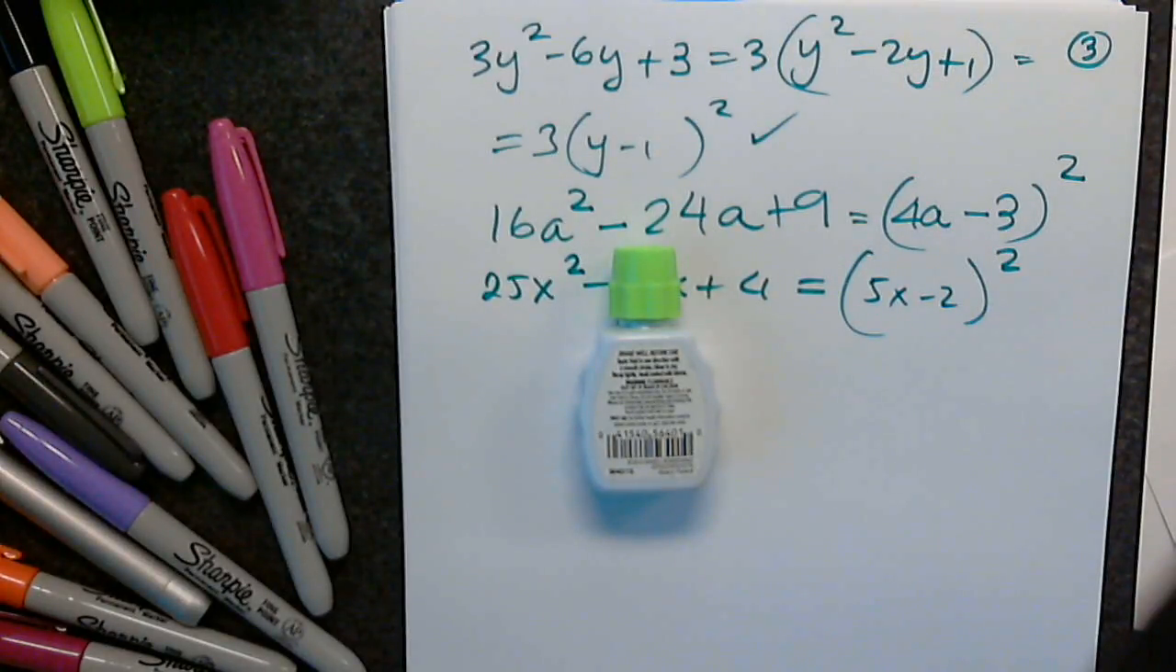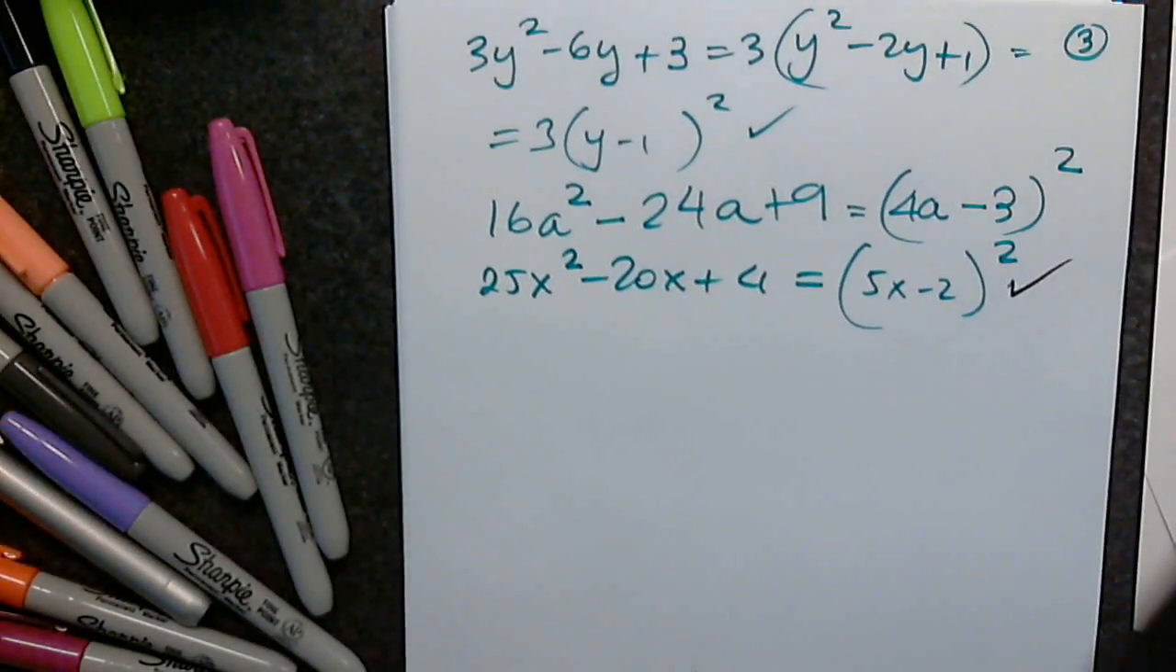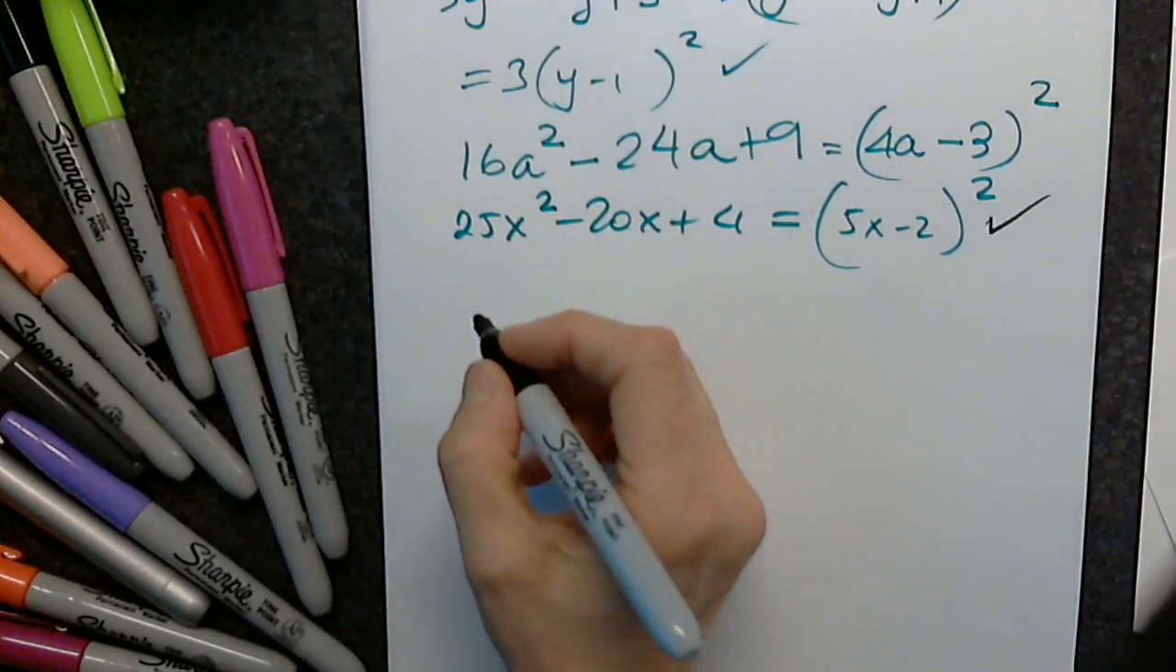Okay. What is this middle term here? Okay. 2 times 5 is 10. 10 times 2 is? So this should be 20x. If it's not 20x, this is wrong. It is. You must check.